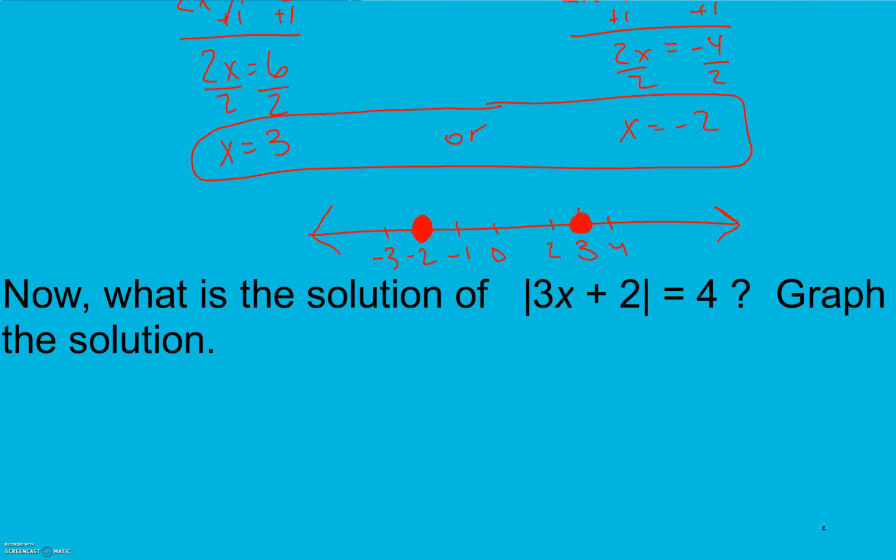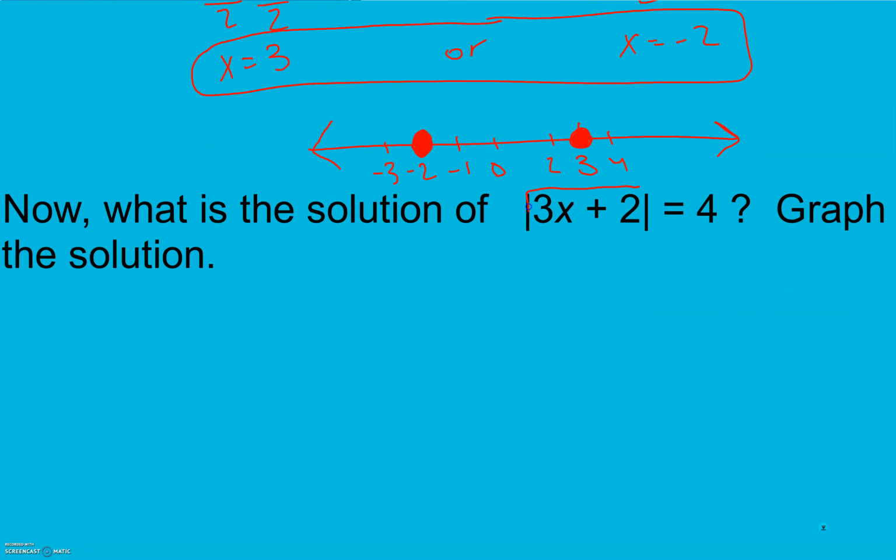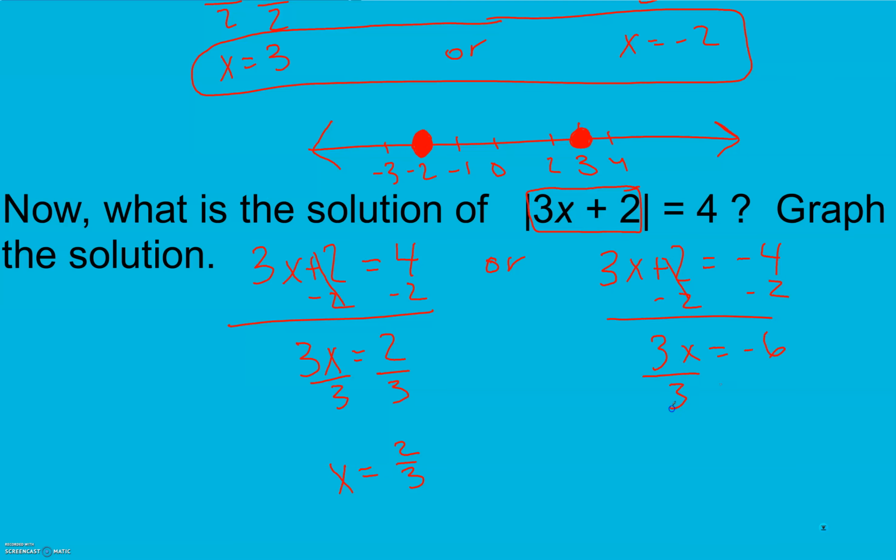Feel free to pause here and give this a try if you'd like. Again, we take whatever's inside, and when we took the absolute value of that, it could have been 4 in order to get 4. Or whatever's inside our absolute value, it could have been negative 4, because the absolute value of negative 4 is also 4. Again, we solve each equation, and here it's an or, by adding or subtracting first, and then multiplying or dividing. Again, we're trying to get that variable by itself.